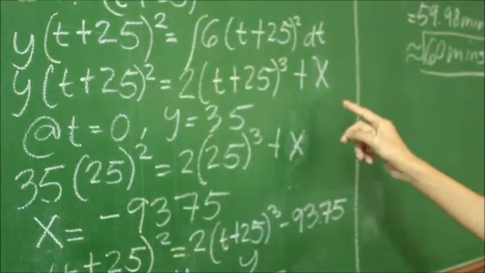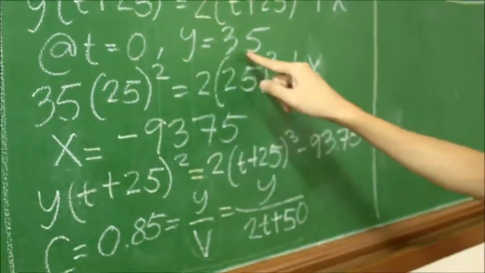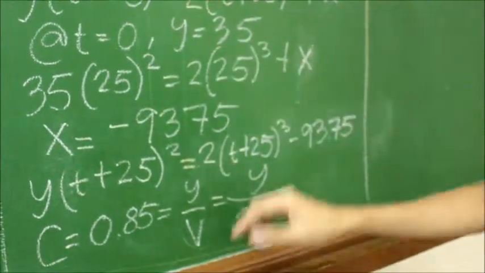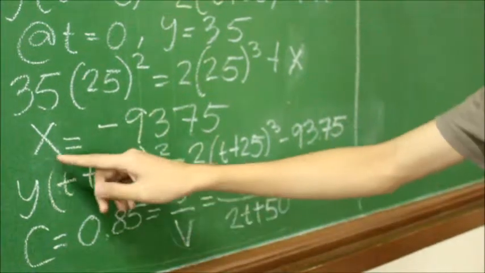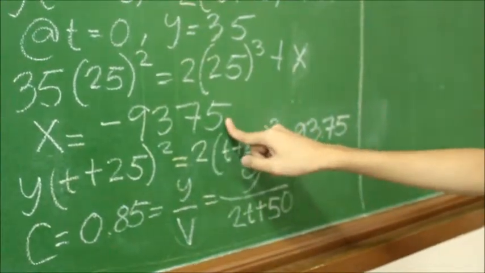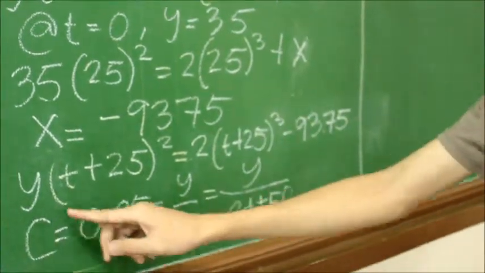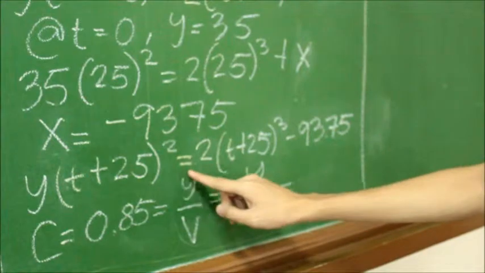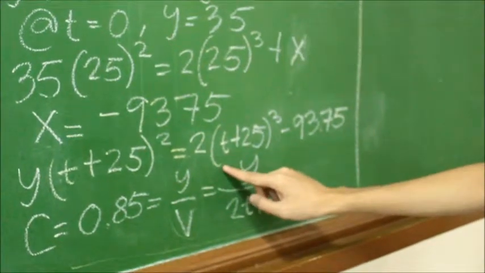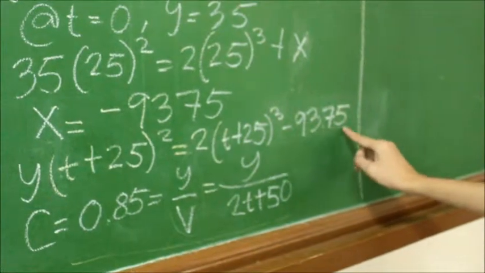To solve for the value of x, we use t is equal to 0, y is equal to 35. Substituting these values, we get the value of x as negative 9,375. Substituting the value of x, we get the new equation y times t plus 25 quantity squared is equal to 2 times quantity t plus 25 cubed minus 9,375.